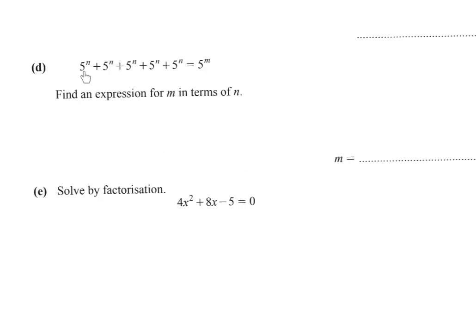d, 5 power n plus 5 power n plus 5 power n plus 5 power n plus 5 power n equals 5 power m. Find an expression for m in terms of n. Now we have 5 power n, so we can write 5 times 5 power n.